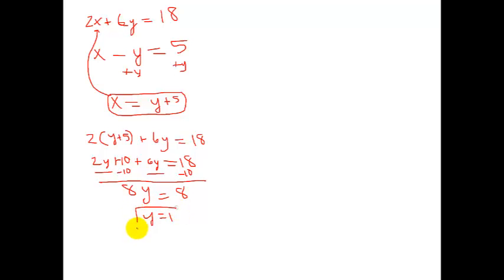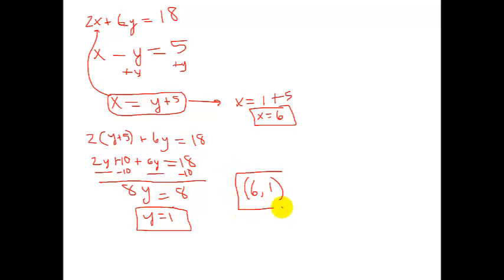y equals 1. Okay, and now to get the x value, I have this equation right here where it's already solved for x. So I can go x equals y plus 5. Well, y was 1. 1 plus 5. x equals 6. And then I can say my final answer is the coordinate point (6, 1), with parentheses around it because it's a coordinate point, and a box.